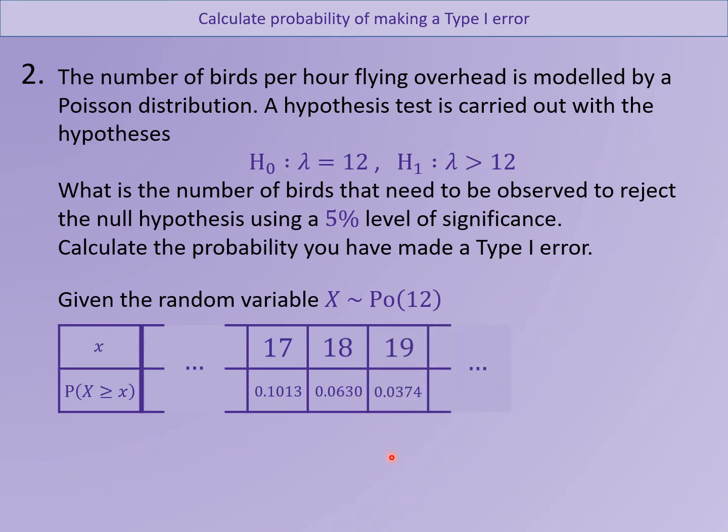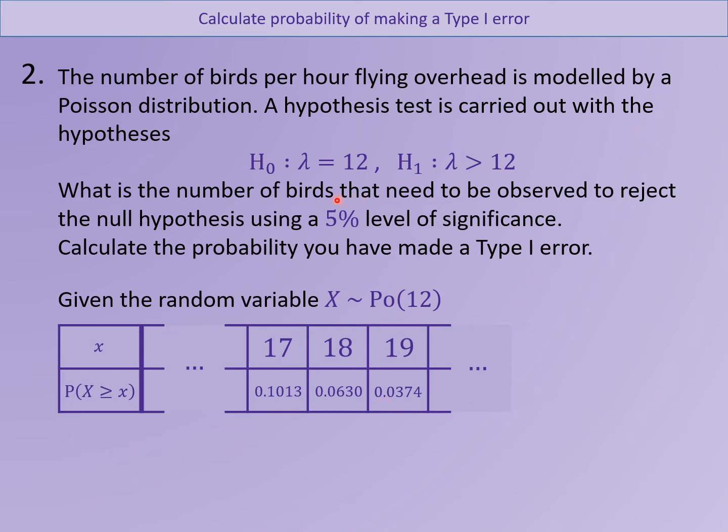Now the problem is Poisson distribution carries on forever. It doesn't stop. Unlike binomial, where we had 18 trials, Poisson just keeps going, 19, 20, up to infinity. The problem is, once you get to a certain bit, it just starts to get ridiculously small. So you can cap it. We're only interested in 5%. So there's no point in going any further than 19, because at 19, we've got the probability of 0.0374. The probability of getting 19 or more birds flying overhead, so 19 birds or 20 birds or 21, is 0.0374. If I went down to 20 birds, that's only going to get smaller.